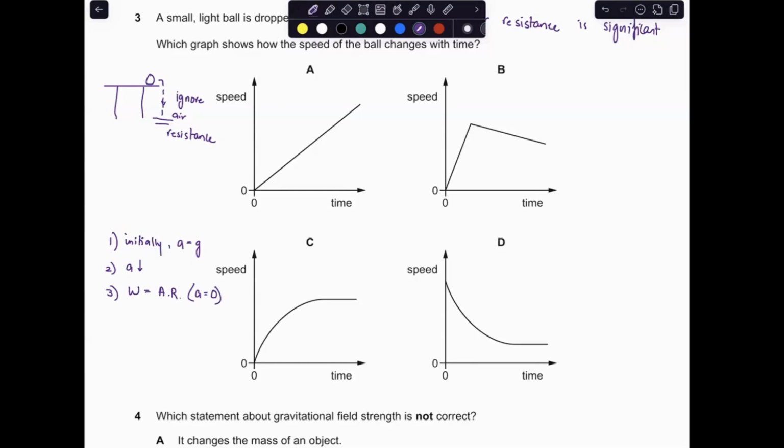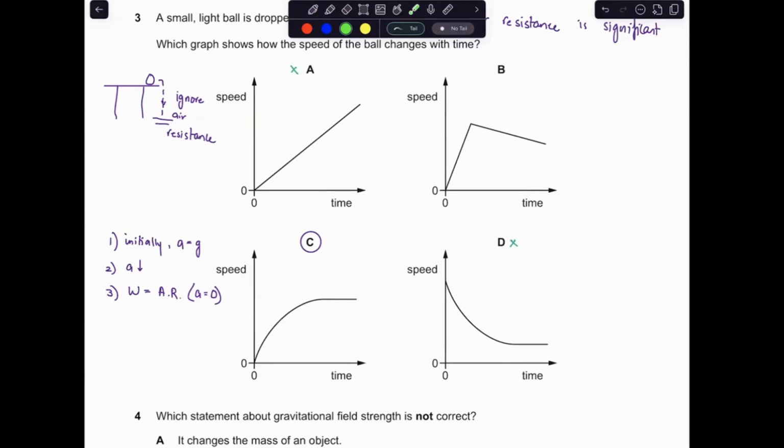Which one do you think it is? A is clearly out because it's showing uniform acceleration all the way. Then D is actually also out. Is it C? Yes, it is C. Because of the constant acceleration that occurs? I mean, how speed becomes constant?